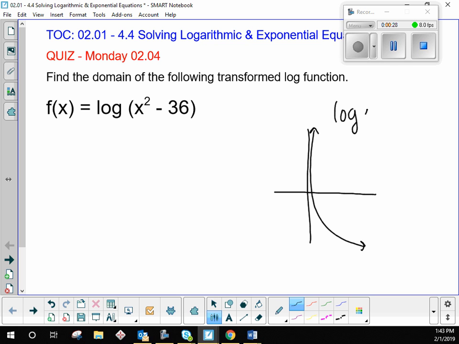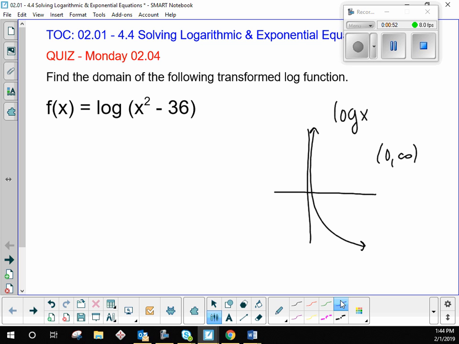This is one of the basic log functions. And I said the domain, remember domain is x values that work for the graph. And the domain is 0 to infinity. So all the positive x values work. This graph will never actually reach x equals 0. So we put a parenthesis there on 0. And I said, okay, that's good.